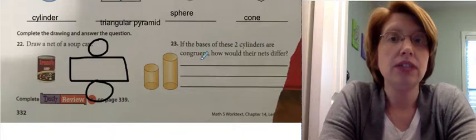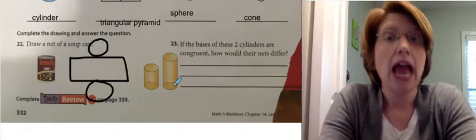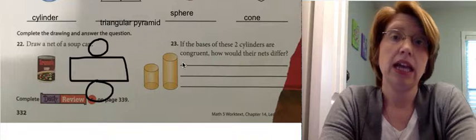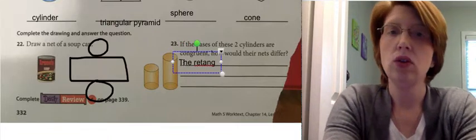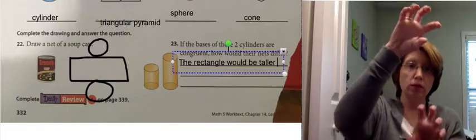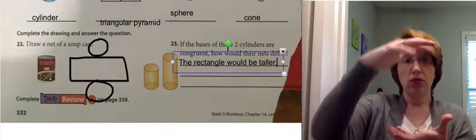If the bases of these two cylinders are congruent, how would their nets differ? So the circles are the same, but how would the nets be different? The nets would be different because the rectangle would be taller, right? The circles would be the same, but the middle part is what is actually bigger there. So the rectangle in the middle would be bigger.